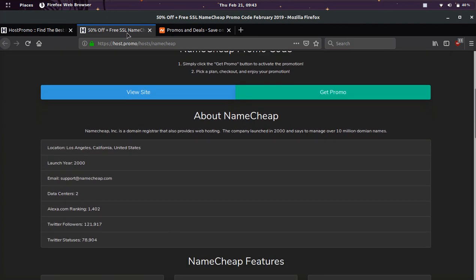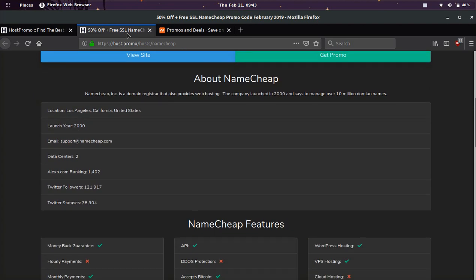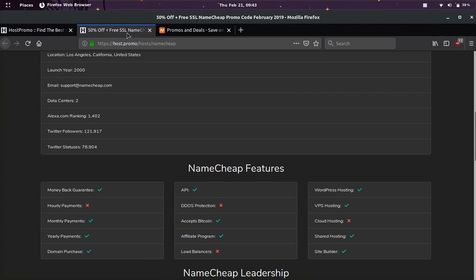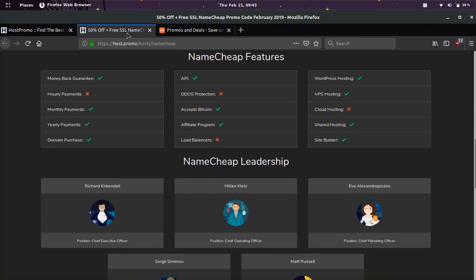And like I said earlier, they're a domain registrar, but they also provide web hosting. They launched in 2000, and they manage over 10 million domain names, which is absolutely insane. That's so many domains, okay? They are based out of Los Angeles, California, in the United States. And they have 2 data centers, and they have 121,000 Twitter followers, so they definitely have a big community on social media, okay? They have a 30-day money-back guarantee. They put their money where their mouth is. If you're not fully satisfied, you can get your money back.